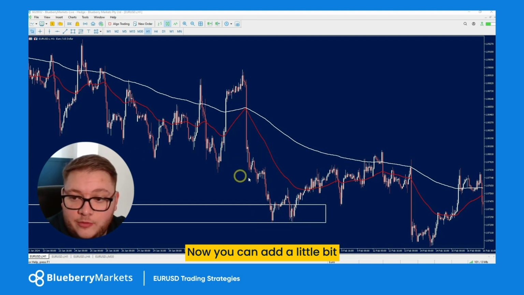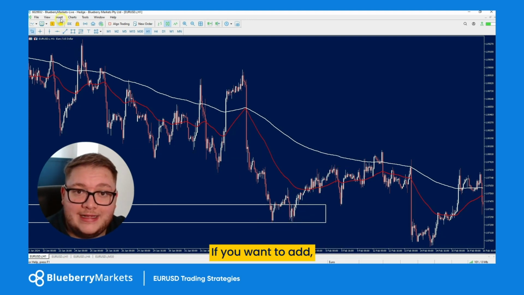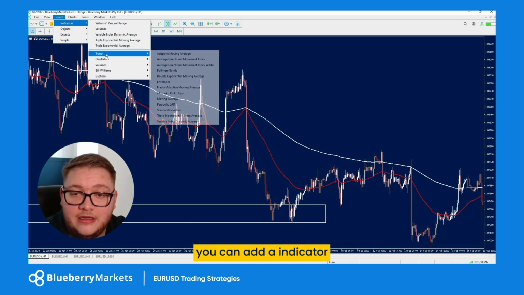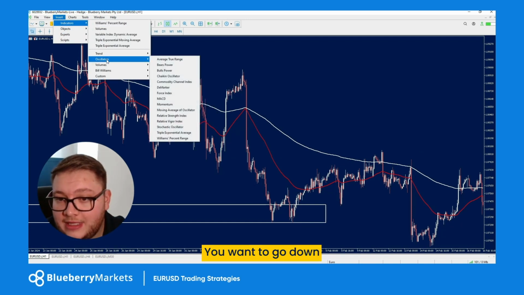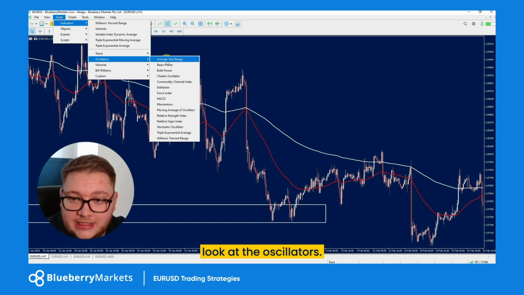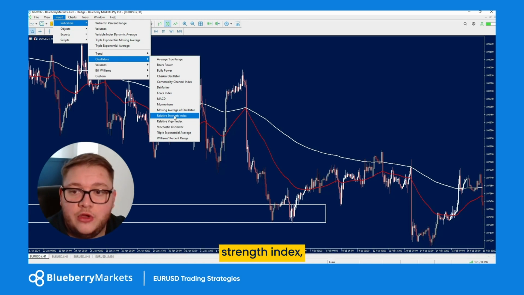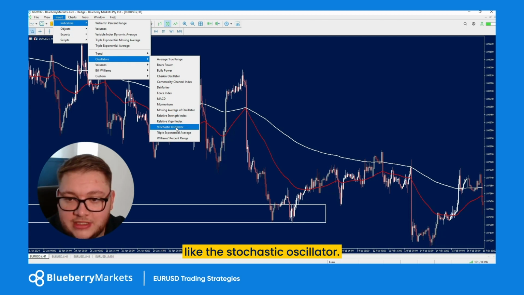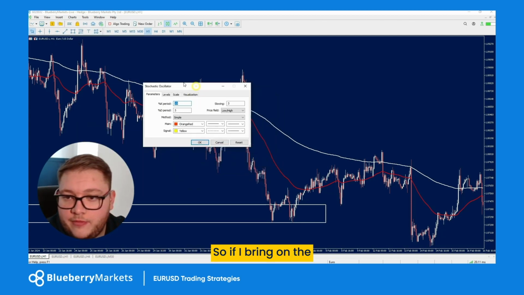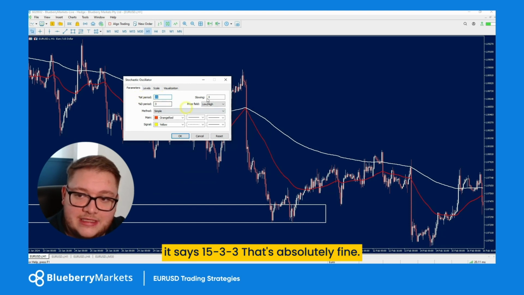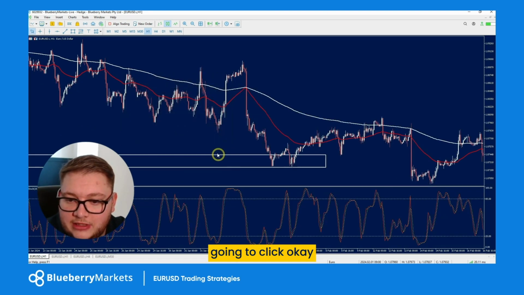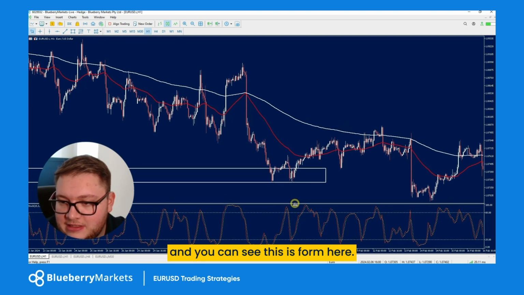Now you can add a little bit more context around that. If you want, you can add an indicator to help you with that. You want to go down and have a little look at the oscillators. You want to come down to the relative strength index, or you can use other things as well, like the stochastic oscillator. So if I bring on the stochastic oscillator, I can see it says 15, 3, 3. That's absolutely fine. You can see the levels there. I'm just going to click OK, and you can see this has formed here.